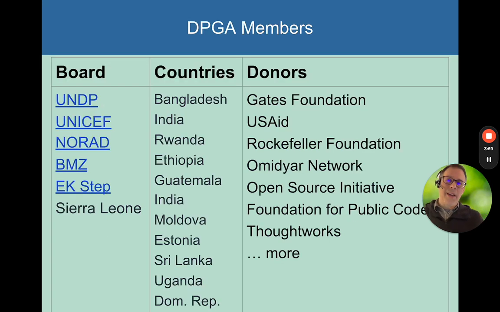So in order to understand any organization, you need to know who's behind it. The board of the DPGA has the UN. UNDP and UNICEF are both UN organizations. NORAD, which is the Norwegian Economic Development Agency, and BMZ, which is the German Economic Development Agency, and EKSTEP, which is a foundation funded by the founder of Infosys in India, and Sierra Leone is on the board. These are the countries who are currently members, and then these are some of the donors.